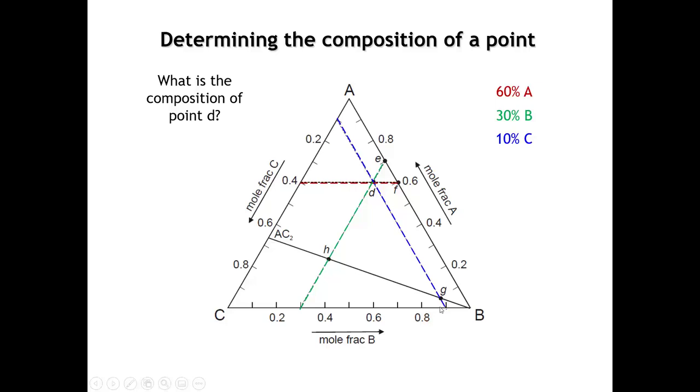And the last line, which we draw parallel to the AB side of the triangle, tells us the amount of C. And you can see here that cuts through this axis right here at 10%. So it's 10% C. And when we add those together, we come up with 100%. So this sample is 60% A, 30% B, 10% C.